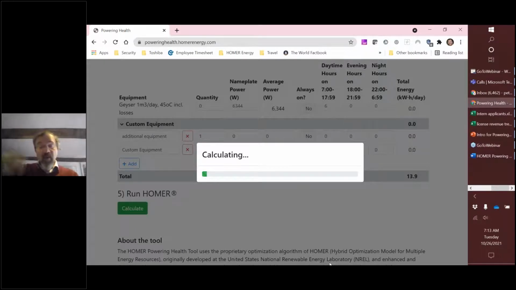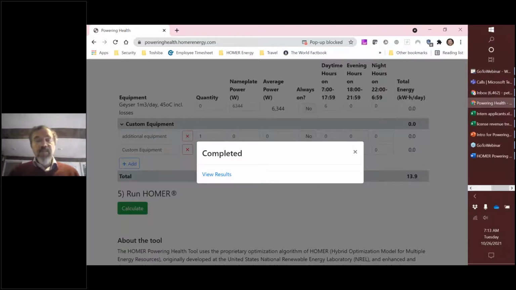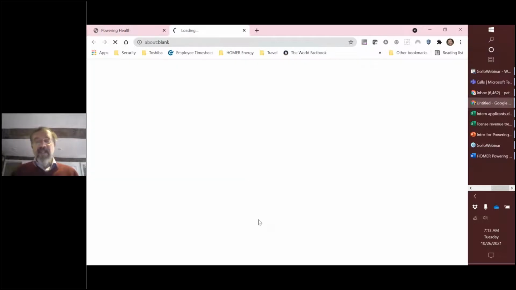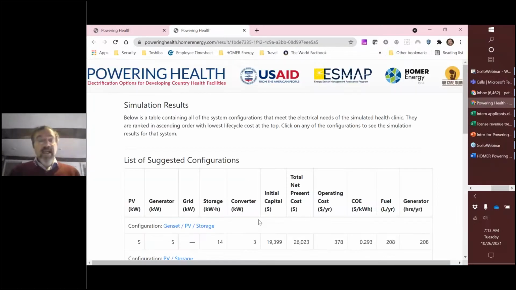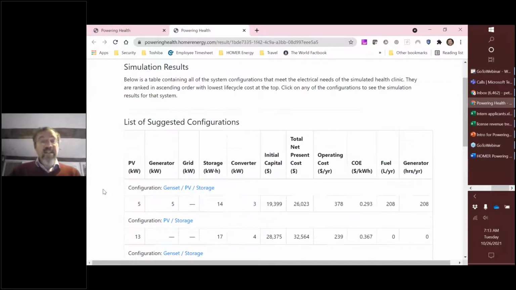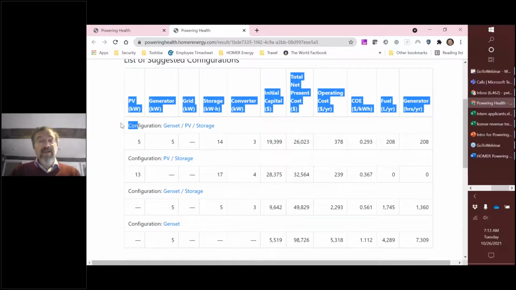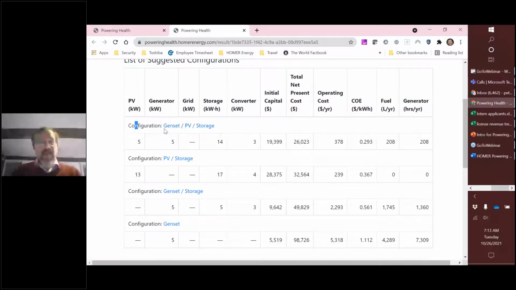Now, Homer has sent this data off to a server, and we're running a Homer Pro really with a whole lot of default information, but with this data that we've included here on a server, and it's simulating the operation of maybe hundreds of different systems, and ranking them by total cost of ownership, net present cost, or life cycle cost. And what we're showing here is the least cost system of each configuration. So this is a hybrid system with PV, batteries, and a genset, but here's without the genset, here's without the PV, and here's just a genset.